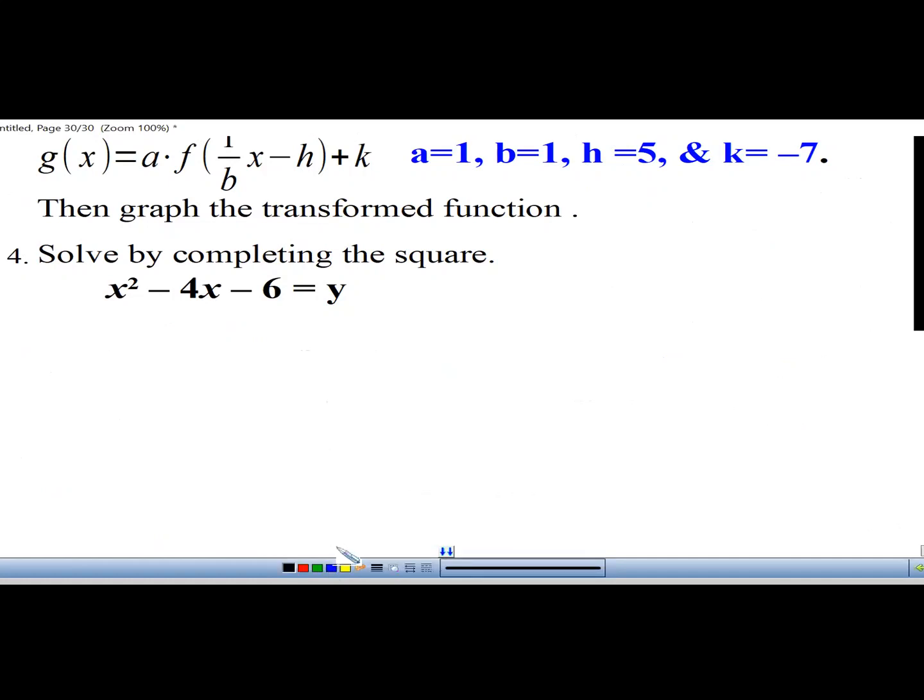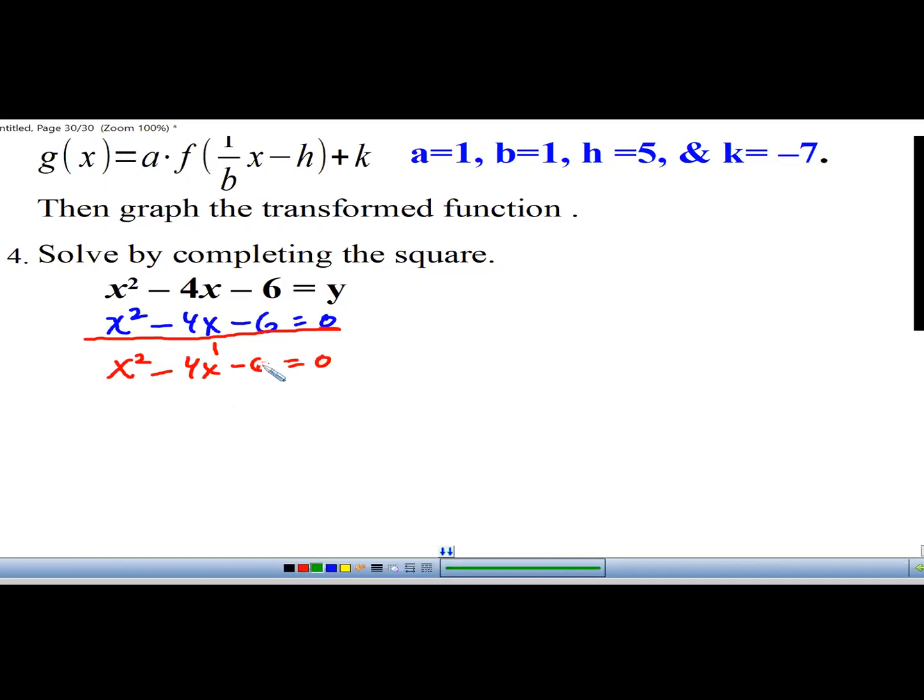First things first, step 1, it needs to be in standard form, equal to 0. Highest to lowest degree, yes. However, it's not equal to 0, so I write it equal to 0. Step 2, divide by the leading coefficient. What's my leading coefficient? 1, so I end up with x squared minus 4x minus 6 equal to 0.